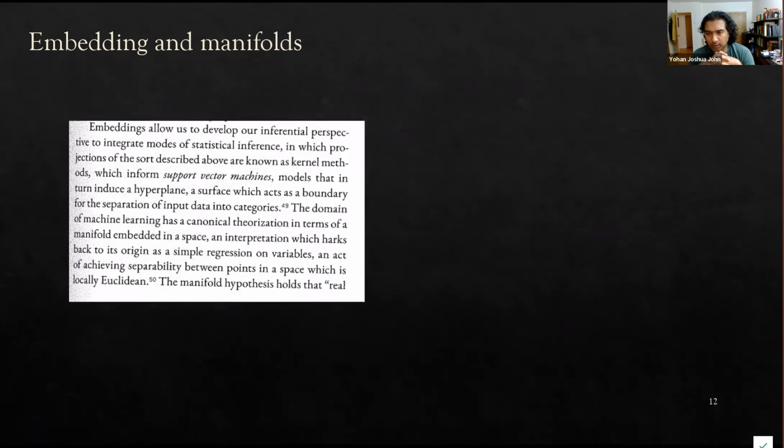And here he jumps into this notion of embedding from machine learning, which I think a lot of us are familiar with. "The embedding allows us to develop our inferential perspective to integrate modes of statistical inference, in which projections of the sort described above are known as kernel methods." So this is that idea of moving into a space like word2vec or something like that. "The domain of machine learning has a canonical theorization in terms of a manifold embedded in the space." Okay, yeah. So this is the popular idea that's coming up a lot in machine learning, which is that you live in this manifold and that there's some meaning associated with either movement in that space or distances in that space, as in the case of word2vec.